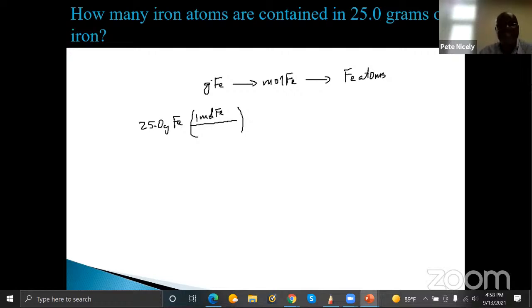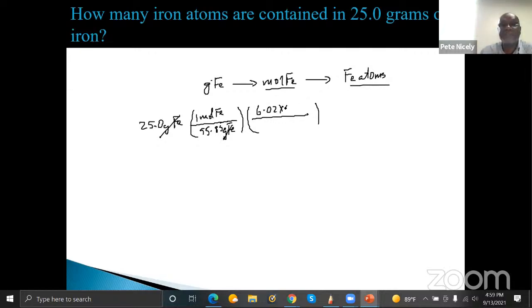So the molar mass of iron is 55.85 grams of Fe. So this unit will cancel out with this unit. And then the next step is to convert from, as I said before, moles of iron to iron atoms. And this is where Avogadro's number comes in.